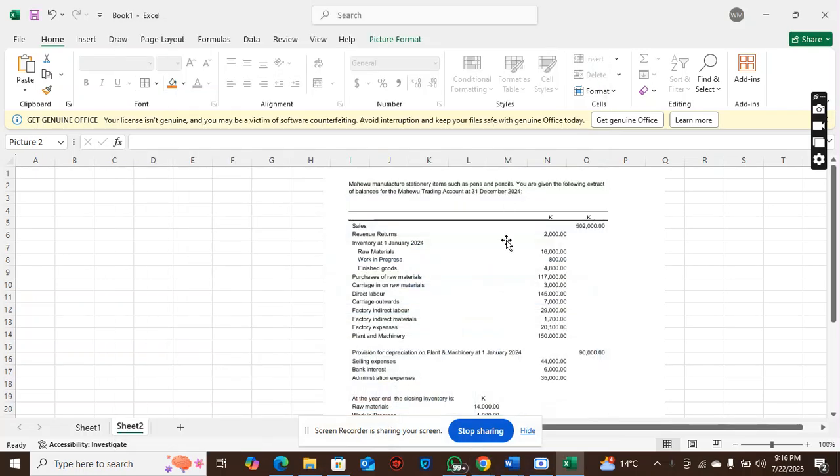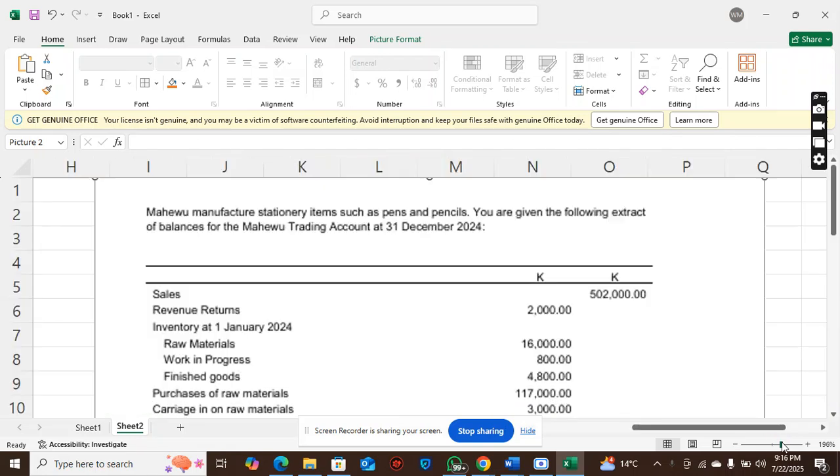Okay, so we have a question here. Mahewu manufactures stationery items. Let me zoom in a bit. Yes, stationery items such as pens and pencils. You are given the following extract of the balances for Mahewu Trading, the trading account, 31st December 2024.